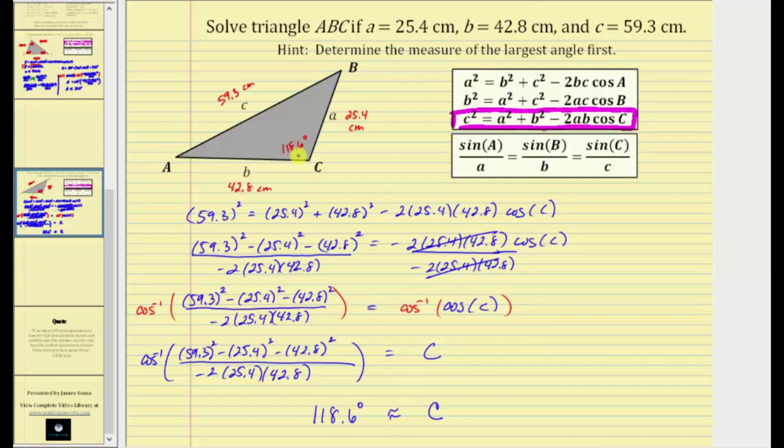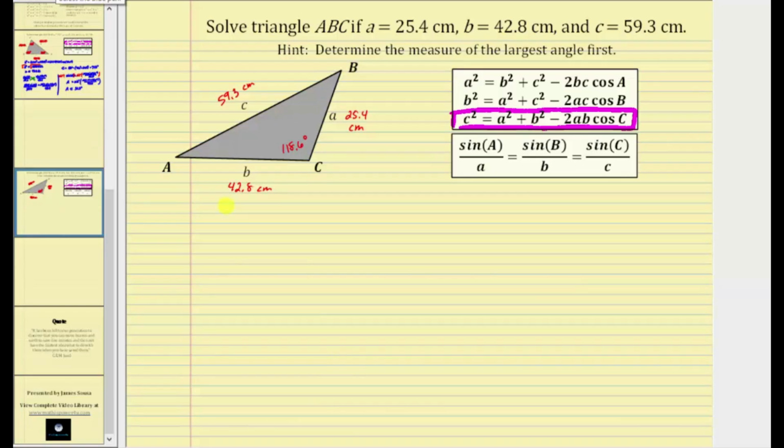And now because we have an angle and the length of the opposite side, we can use the law of sines to determine the measure of angle A or the measure of angle B. Let's use the law of sines and determine the measure of angle A. Using the law of sines, we have the sine of angle A divided by the length of side A, which is 25.4, must equal the sine of the known angle, which is approximately 118.6 degrees. We use the exact measure when we go to the calculator, and then divided by the length of the opposite side, which is 59.3.